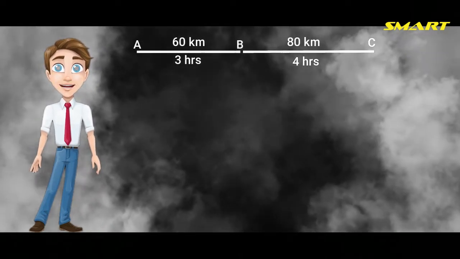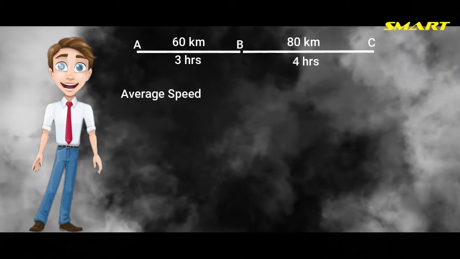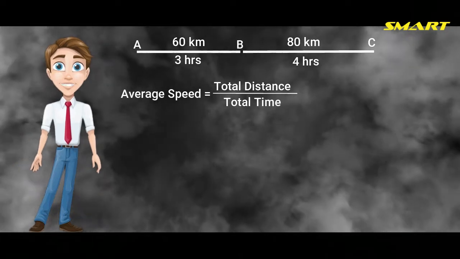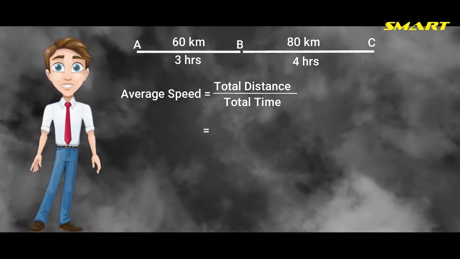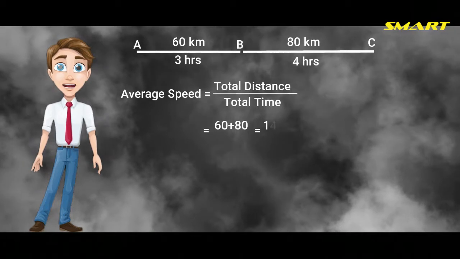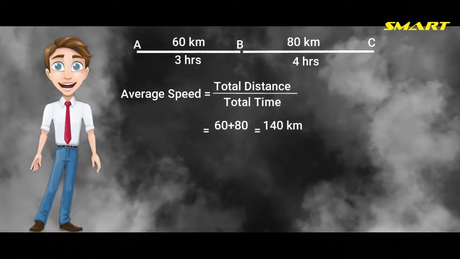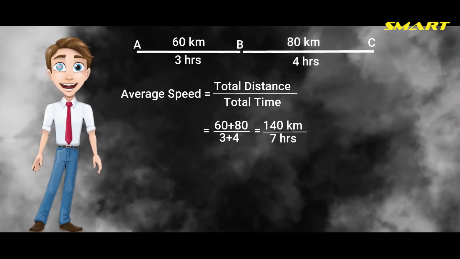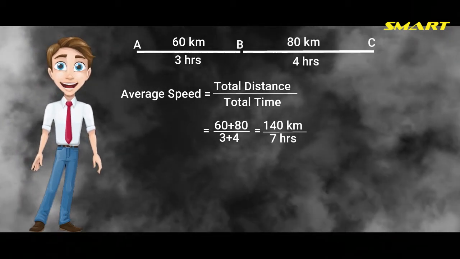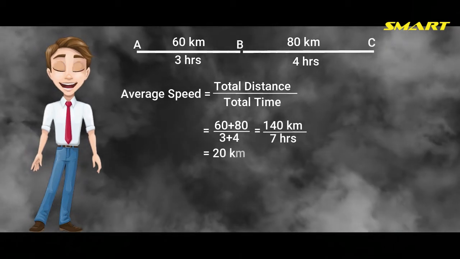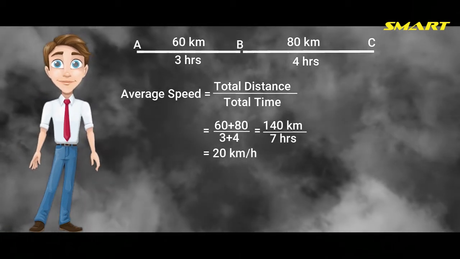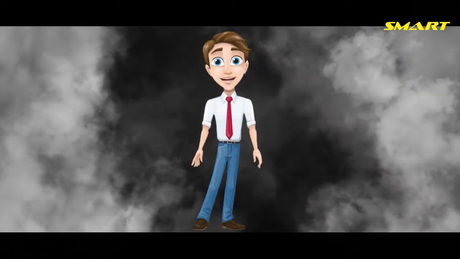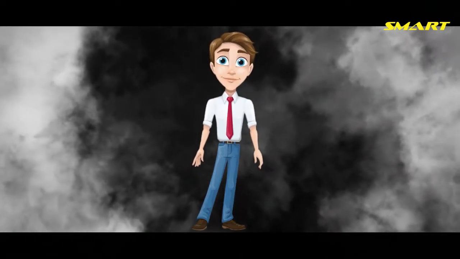Here we know the equation for finding average speed, and that is total distance divided by total time taken. And here total distance is 60 plus 80 and that is 140 km, and total time taken is 3 plus 4, total of 7 hours. And on solving that we'll get an answer as 20 km per hour as speed. Hope you understood this.